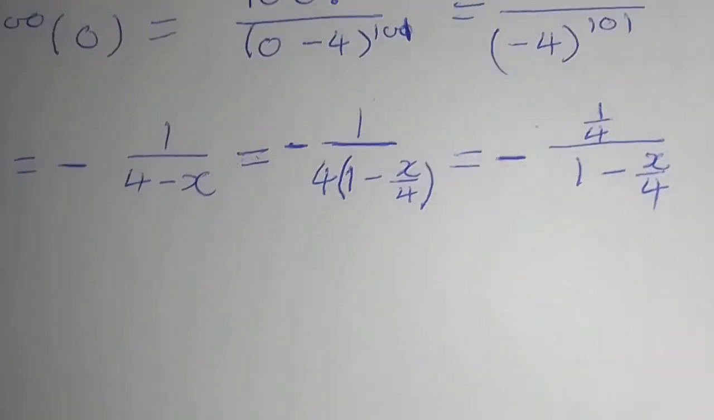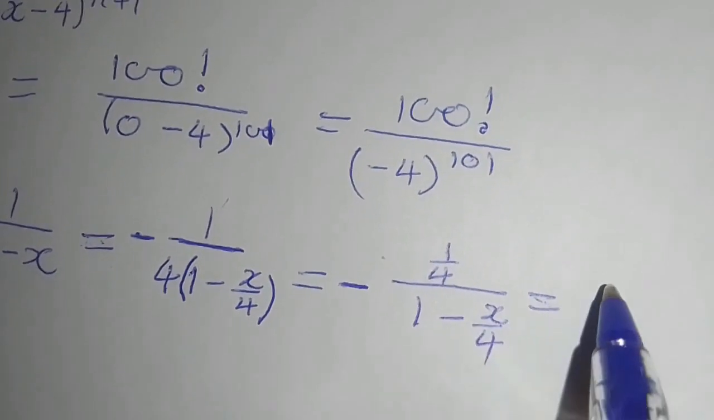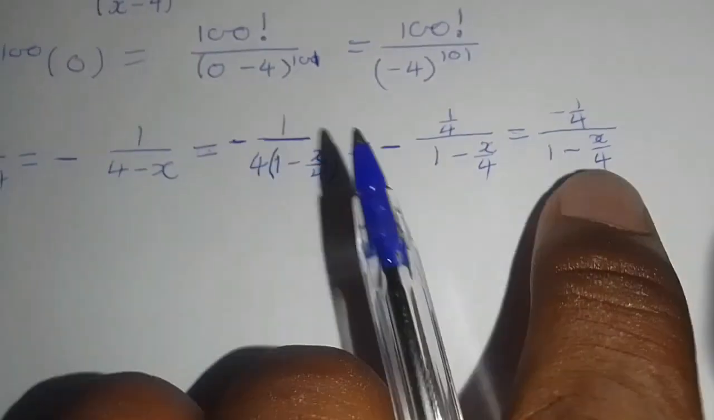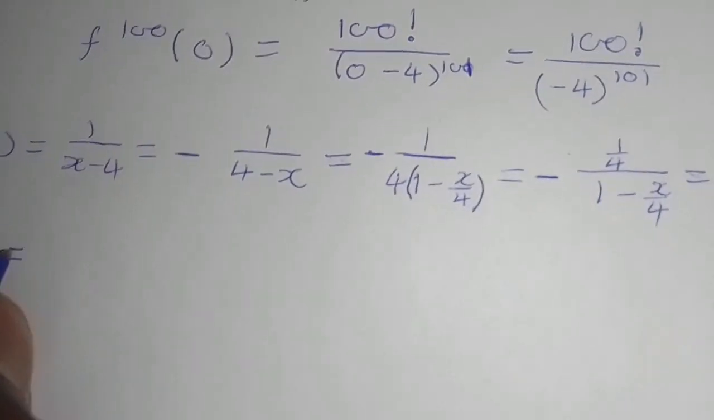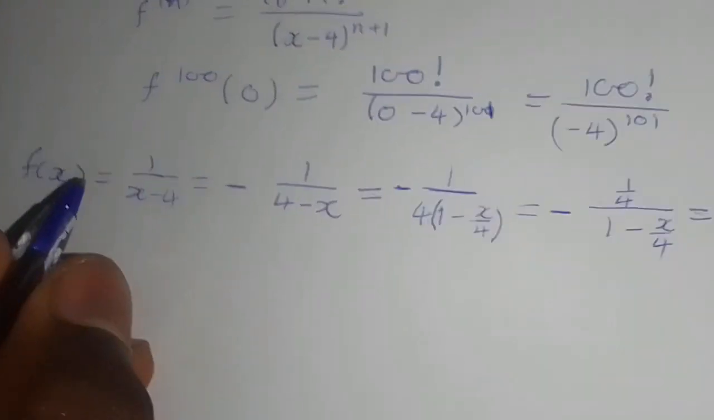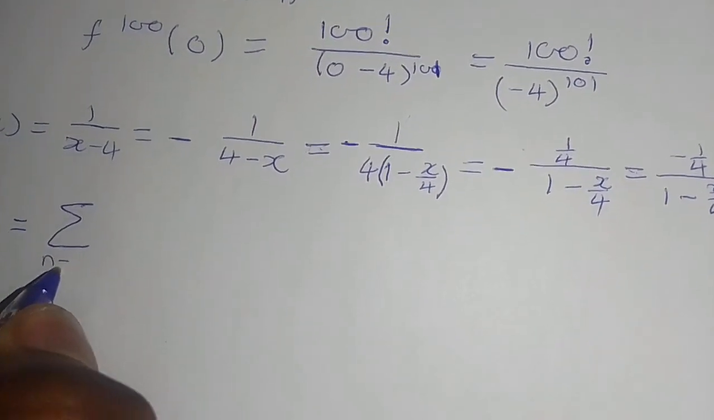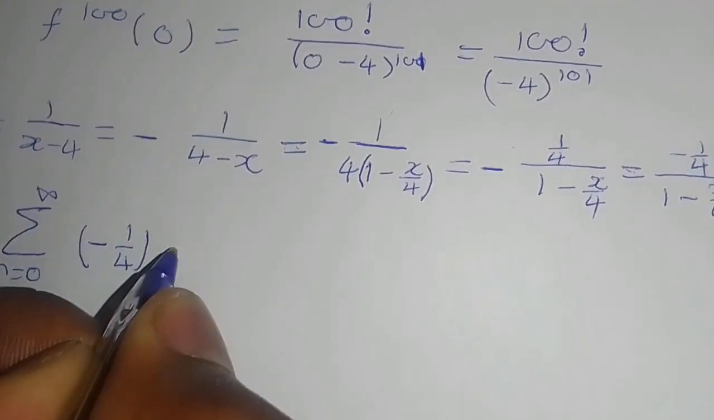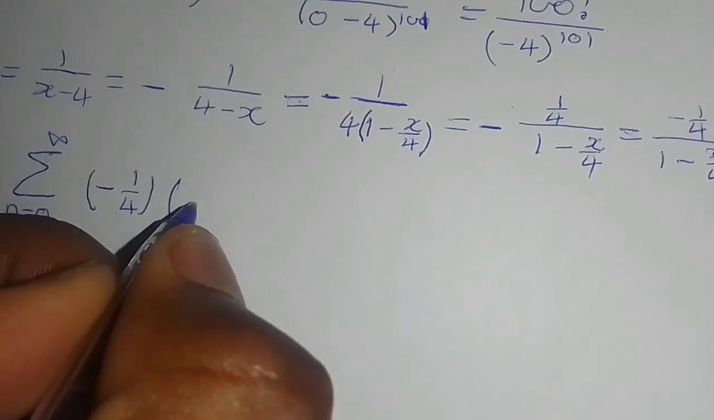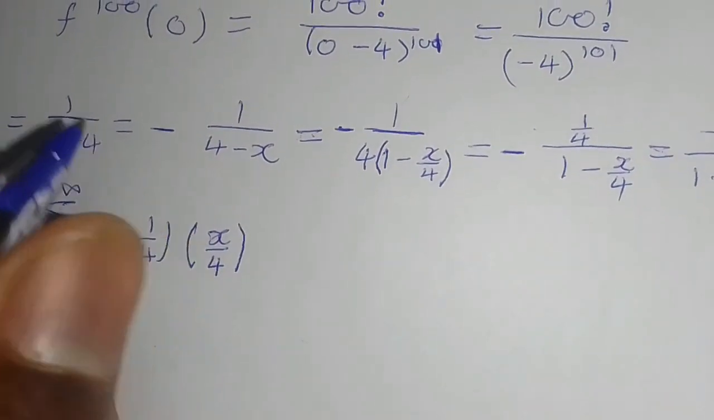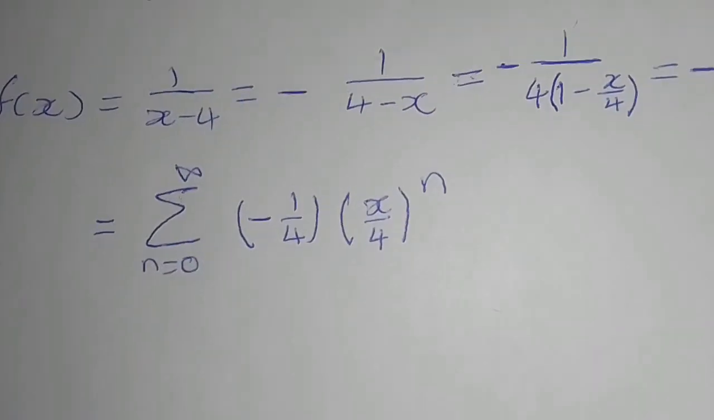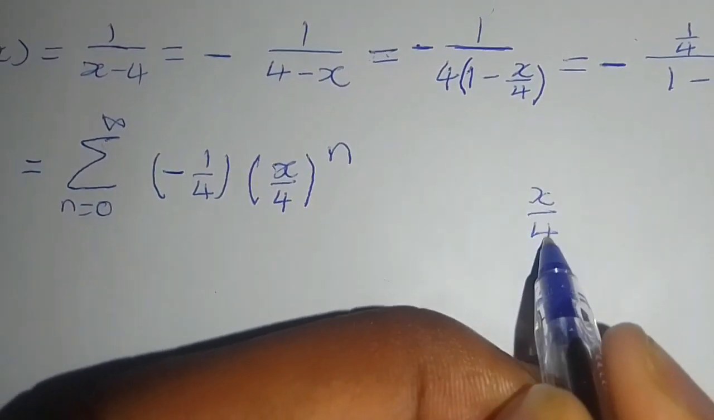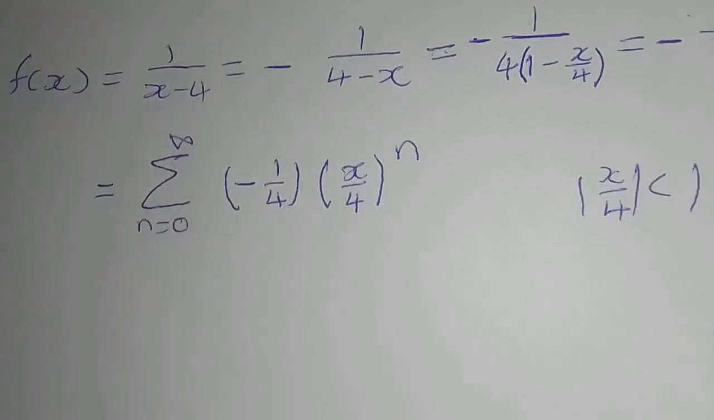So then I can obtain the Maclaurin series of that. Notice that here I have minus 1 over 4 divided by 1 minus x over 4. So then I can rewrite this as a power series, the Maclaurin series of that. And that's going to simplify to something like this: the summation from n equals 0 to infinity of minus 1 over 4 multiplied by r, in this case x over 4, raised to the power of n. So that's what I have right there. And keep in mind that this formula is valid for the absolute value of x over 4 being less than 1. That's another thing to keep in mind right there.